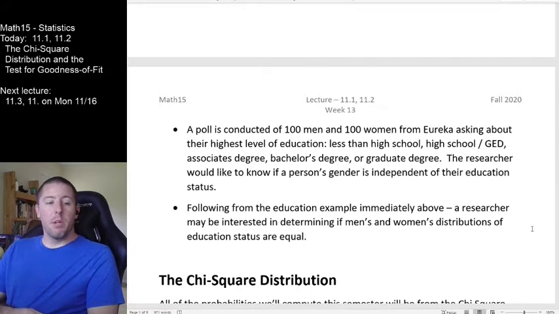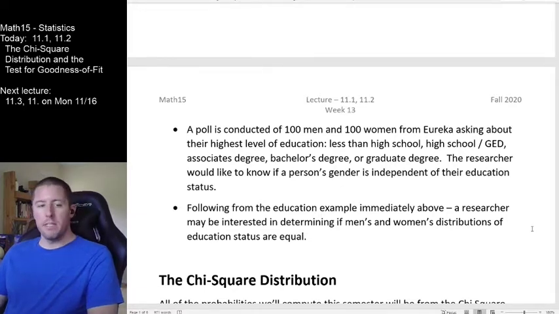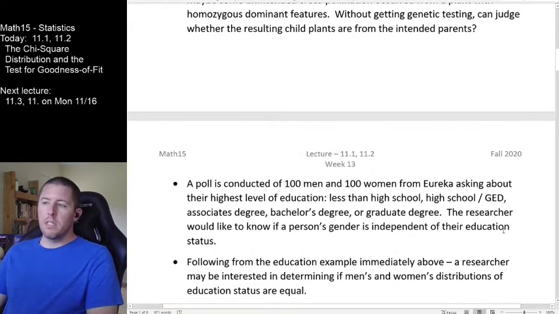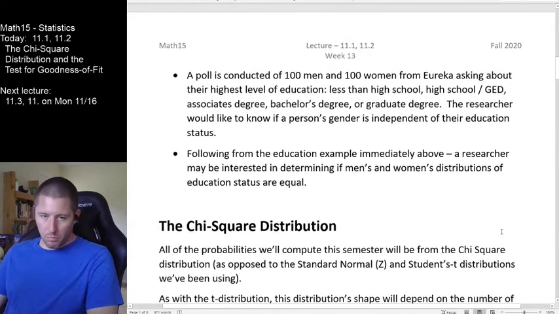A similar question that we could ask with that same data set would be, do men and women's distributions of education status, are they the same, or is there a different distribution that men's education status follows than women's across the different groups of levels of education? So these are all types of questions that we'll be able to answer with the chi-square distribution that we're going to look at in chapter 11 here.